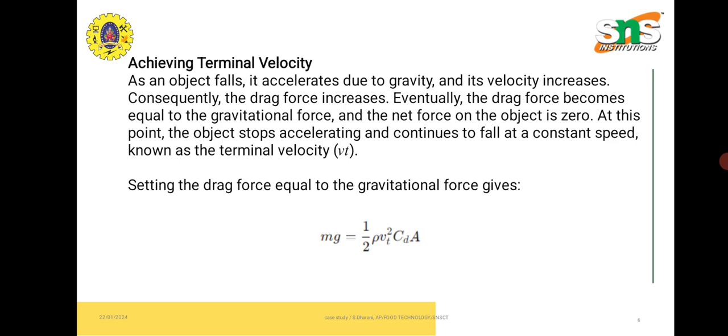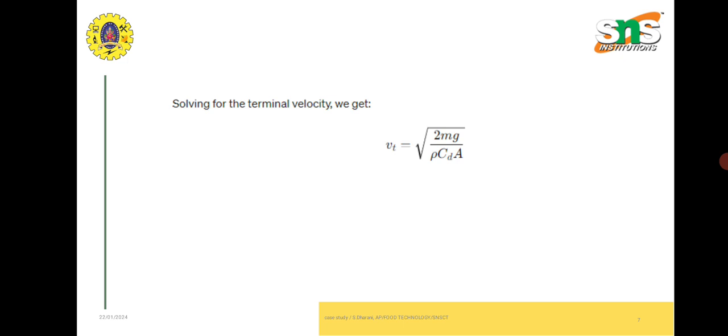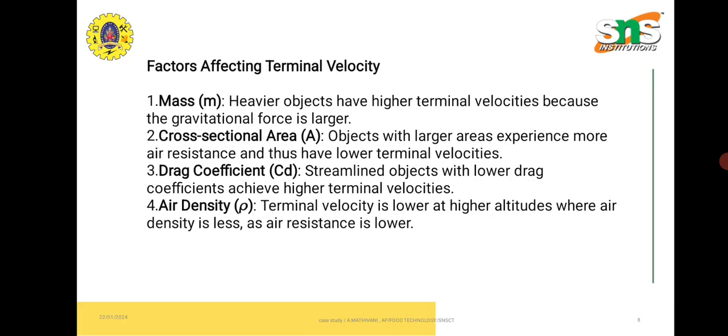Setting the drag force equal to the gravitational force: mg equals 1/2 rho Vt squared CD times A. So, terminal velocity Vt equals the square root of 2mg divided by rho times CD times A. Factors affecting terminal velocity: mass, cross-sectional area, drag coefficient, and air density.